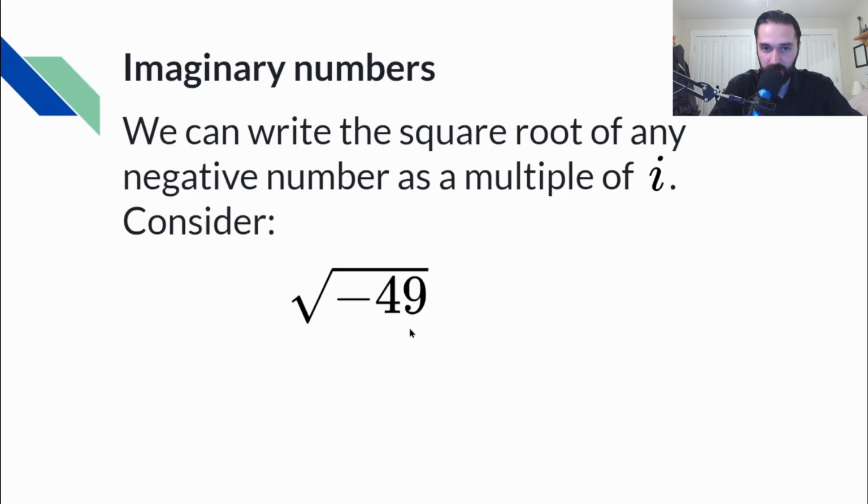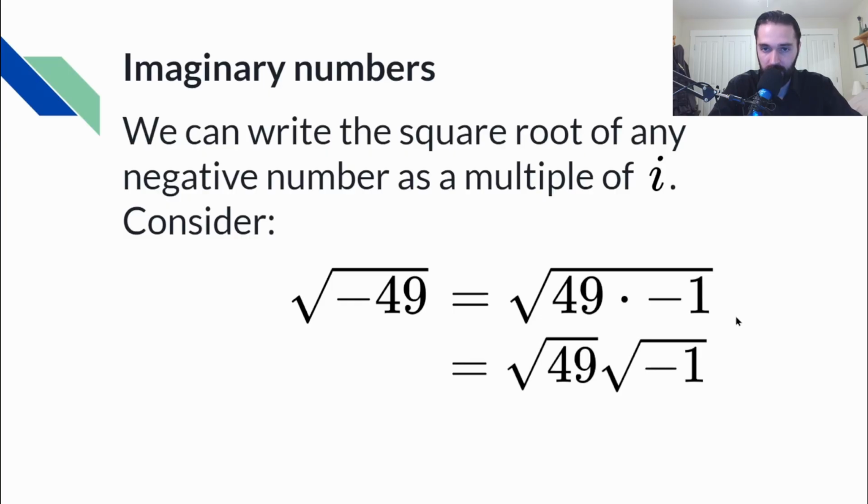We can write the square root of any negative number as a multiple of i. Take, for example, the square root of negative 49. I'm going to rewrite that as the square root of 49 times negative 1 under the square root. And then I'm going to split that into two radicals. Okay, why can I do that? Why is this valid?